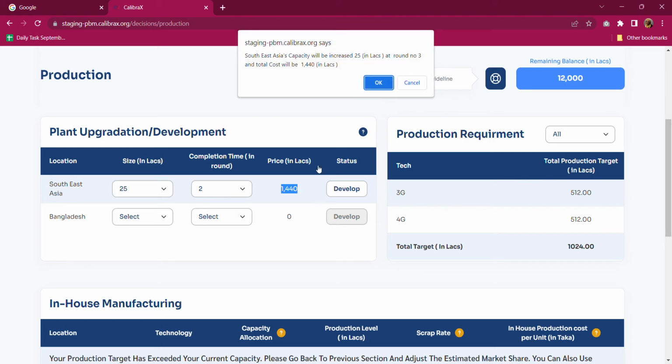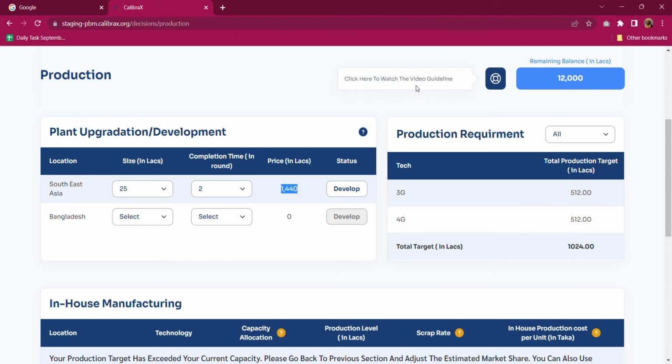If I want to develop, there is a message warning us that 1440 lakhs will be deducted from our initial balance. For now, I'm not going to upgrade any plant, so I'm cancelling it. Once a team has decided to establish a plant in a certain region, the decision can never be reversed. The money required for establishing this new plant will immediately be taken out of the team's current balance.